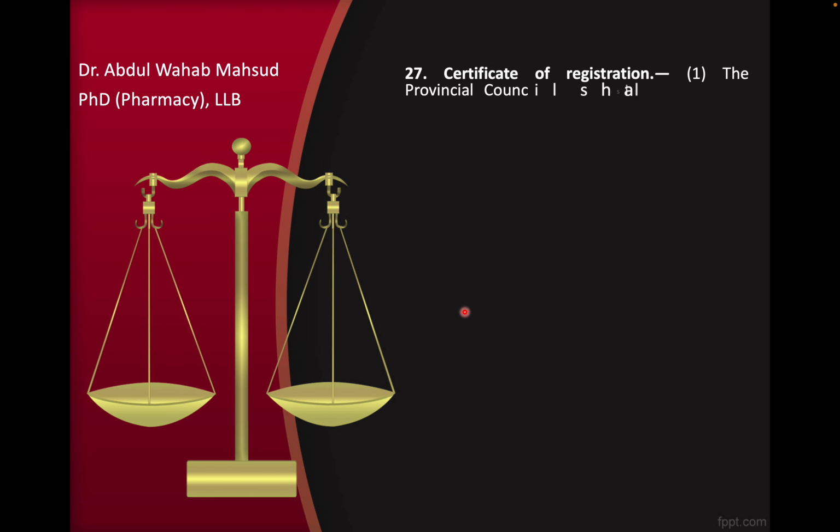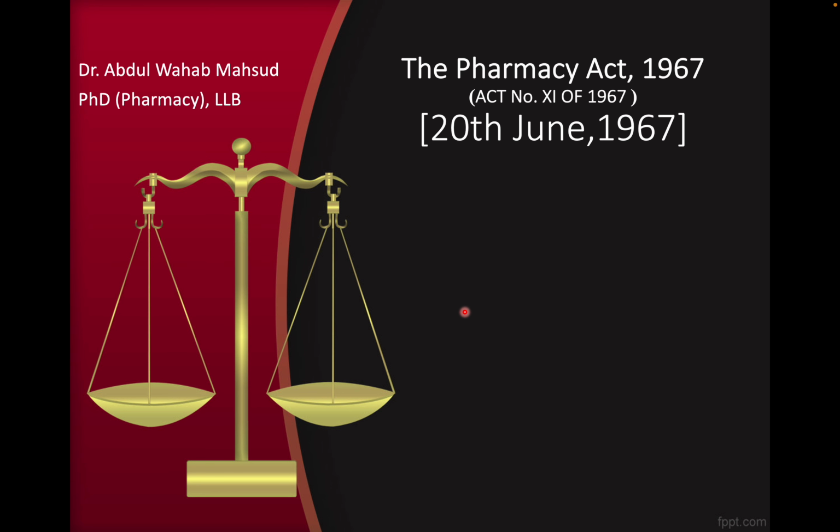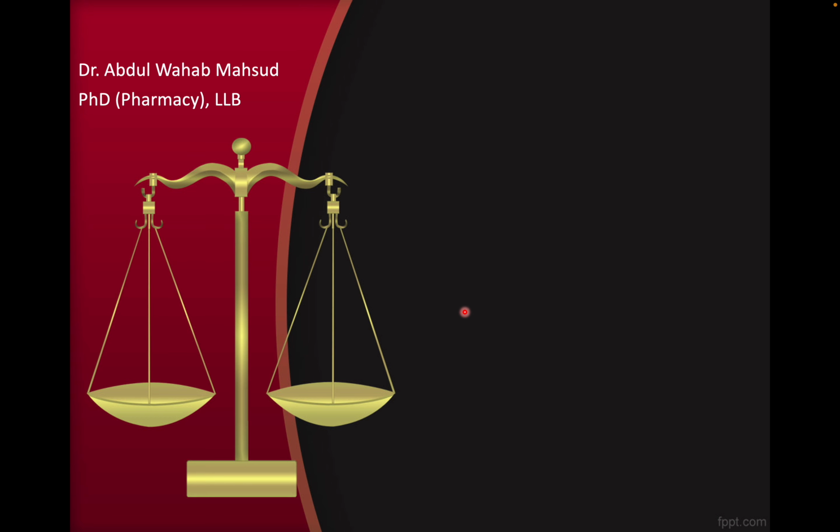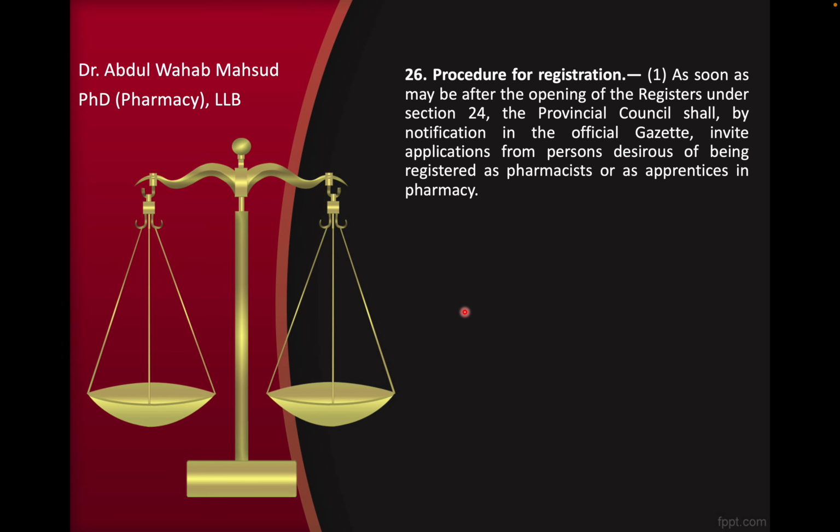Today we are going to discuss sections number 26, 27 and 28. Procedure for registration. It means how to get registration or how to register yourself as a registered pharmacist. So in section 26, it is all about the procedure of registration.